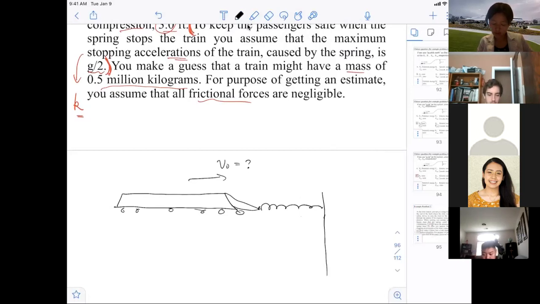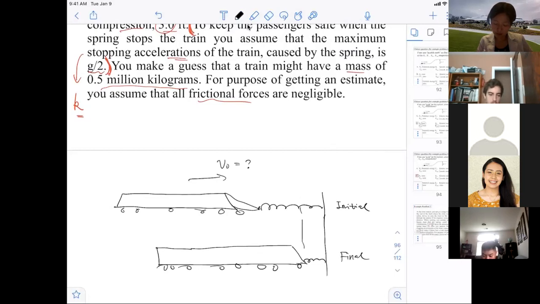But then it is fully stopped. So the train must have gone forward a little bit more. My picture is not very nice, but we just want to be able to tell what's going on. So this is our initial, and this is our final. And you can see that from just touching the spring to the spring being fully compressed, they tell us delta x is 3 feet. Okay, so this is the picture I drew.